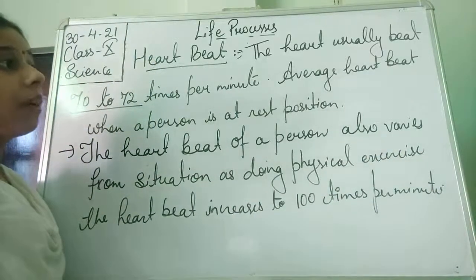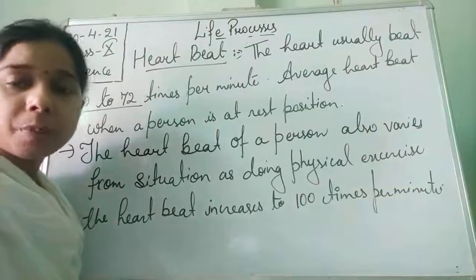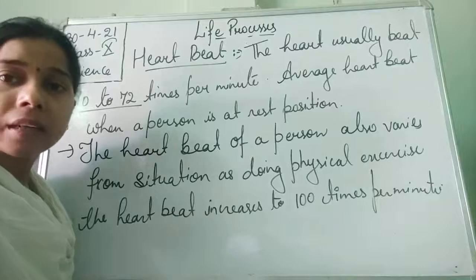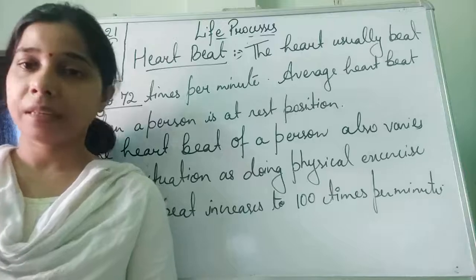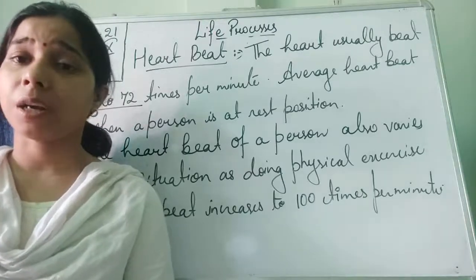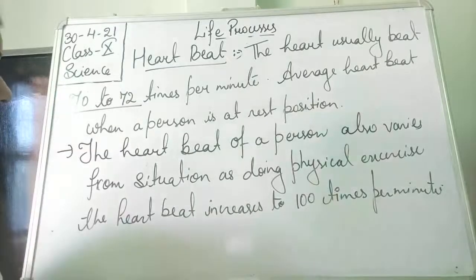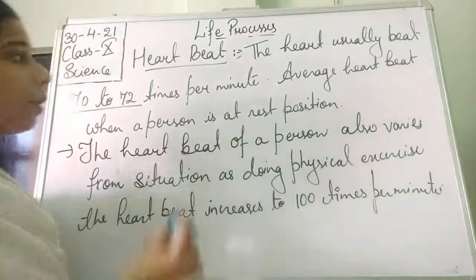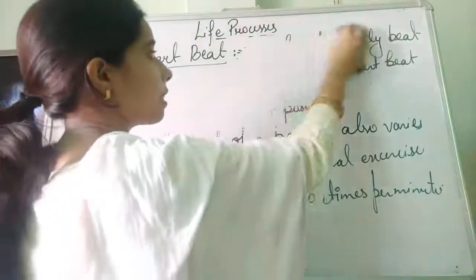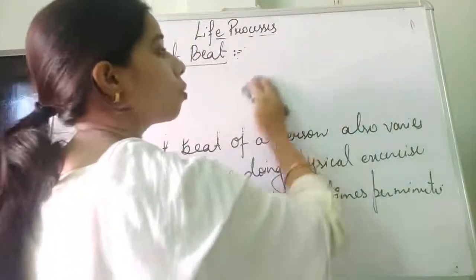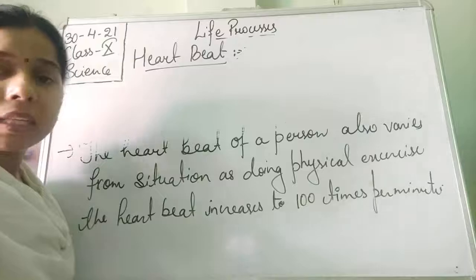So we can say here that the heartbeat of a person totally depends upon the kind of situation. If the person is at rest position, the heartbeat will be 70 to 72. And if the person is doing physical exercise or any kind of physical work, the heartbeat will increase to 100 times per minute. Why is it so, students? Because the body needs more energy while doing physical exercise. Obviously a person needs more energy. So the heart has to pump more blood so that oxygen can reach each and every cell.